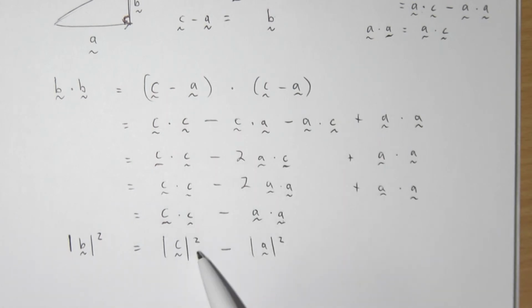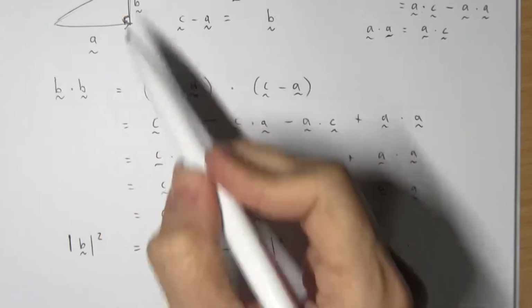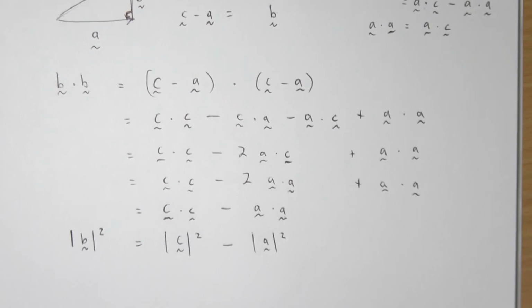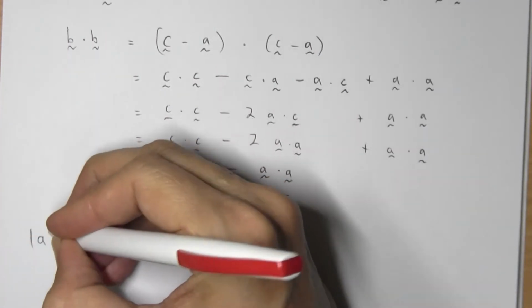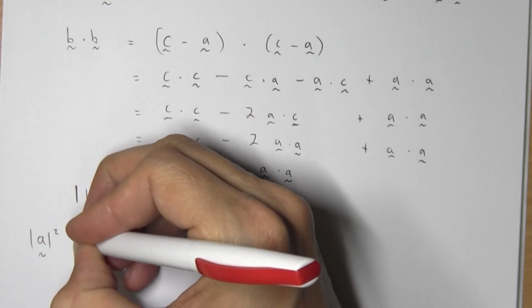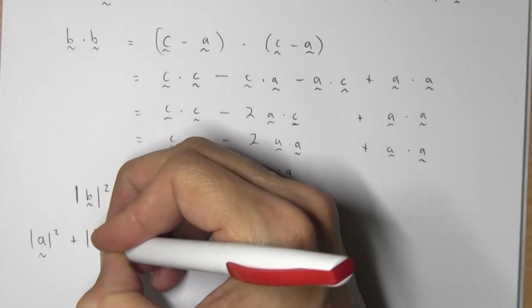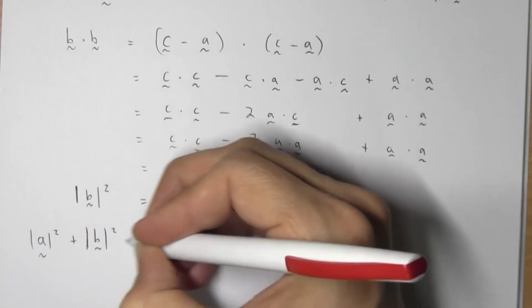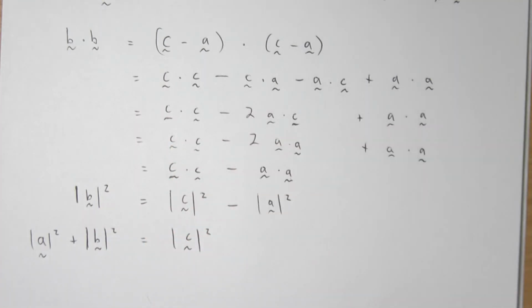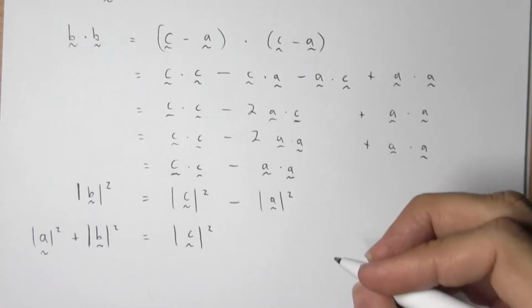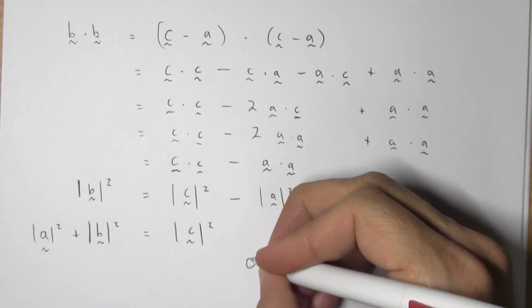The square of the hypotenuse is equal to the sum of the squares of the other two sides. If you prefer, you could write it that way. You could go mod A squared plus mod B squared equals mod C squared. And I have proven Pythagoras' theorem. So I've proven what I wanted, QED.